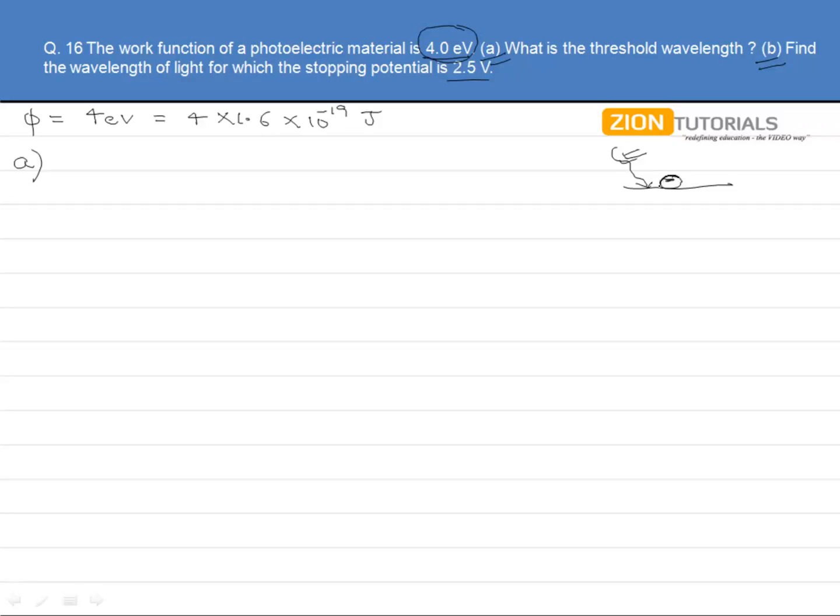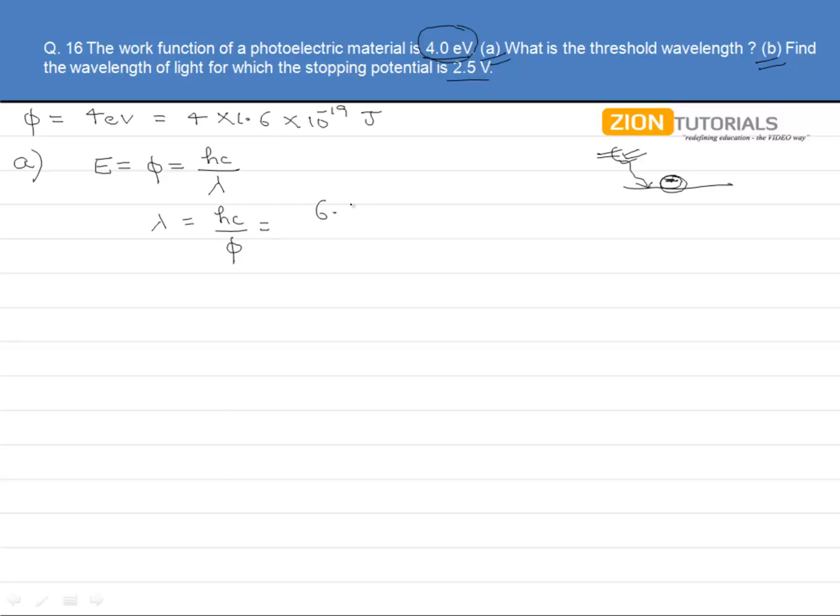Right now the kinetic energy is zero. This means this electron has been provided only with the work function of the material. This means that the energy associated with the light wave was just equal to the work function. So we can say that the energy is equal to phi for this light wave, which is also equal to hc by lambda, and we need to find the lambda only. So lambda is basically hc by phi.